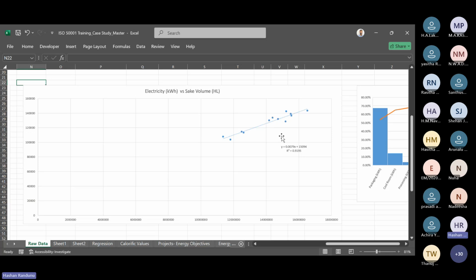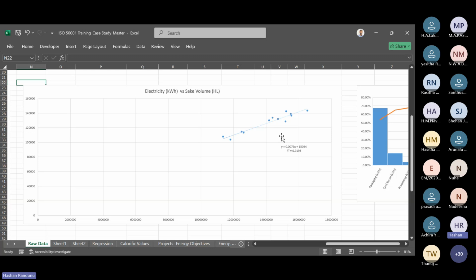Comparing your current energy performance against the theoretical value, you can calculate the savings month-wise. And at the end, you can calculate the cumulative sum of savings. That's how you need to present your energy performance to the management.